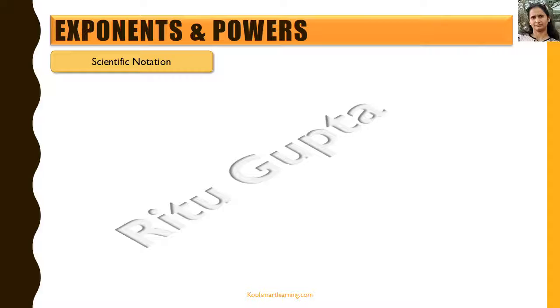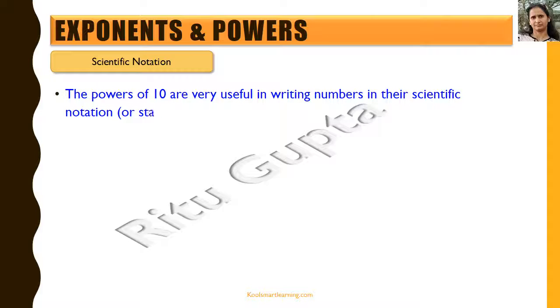Now let's see what we mean by scientific notation. Scientific notation of a number means a number which is written between 1 to 10 and that is multiplied with some power of 10. What do we mean by that? We are saying scientific notation is A multiplied by 10 raised to the power B, where this A is between 1 to 10. So any number represented in this form is called the scientific notation or the standard form of the number.